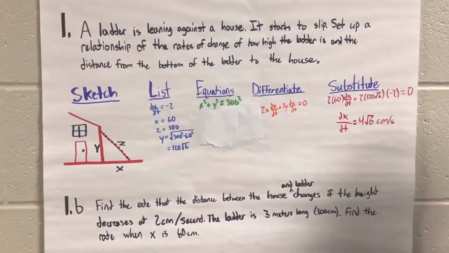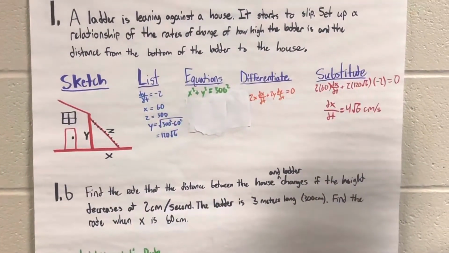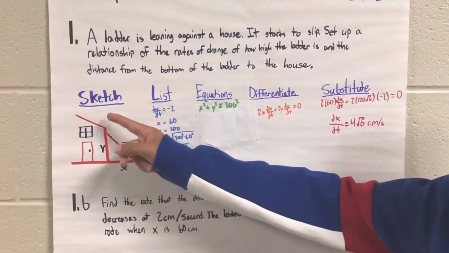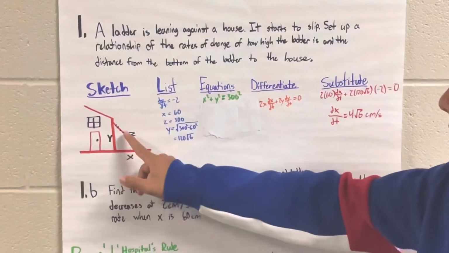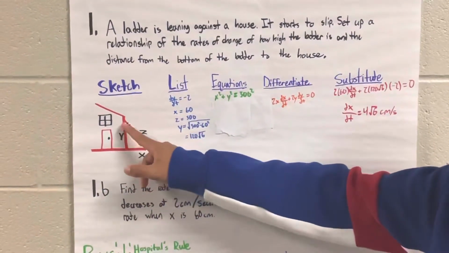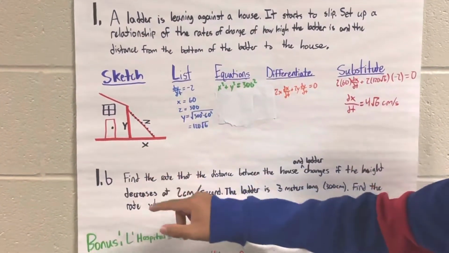So then we have an acronym called SLEDS. It's going to help you solve this problem. First, the S, we have sketch. So we're going to sketch whatever it is. Here we have the ladder leaning against the house, with the Y, the X, and the Z labeled.